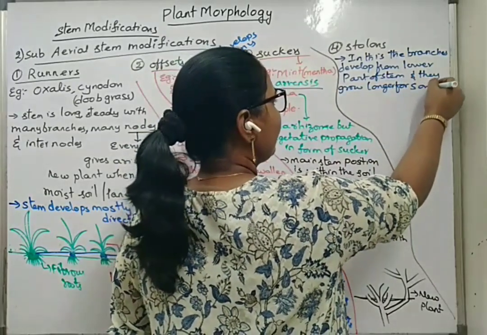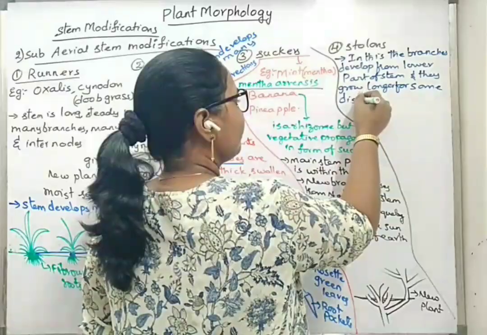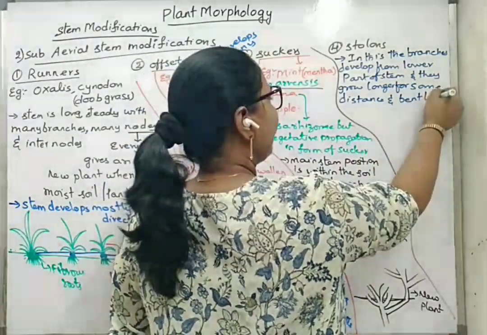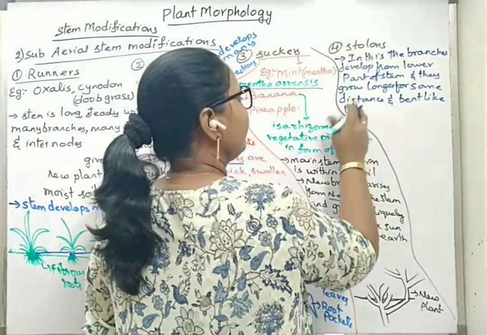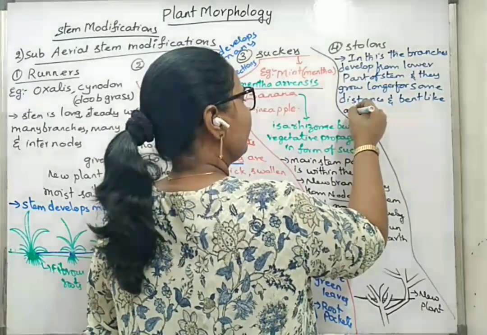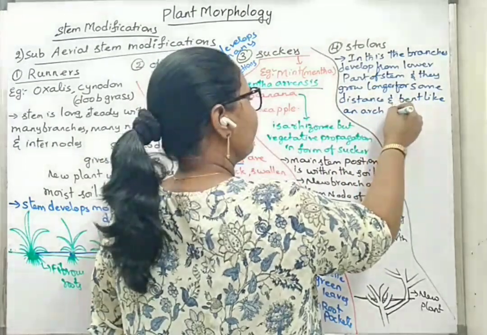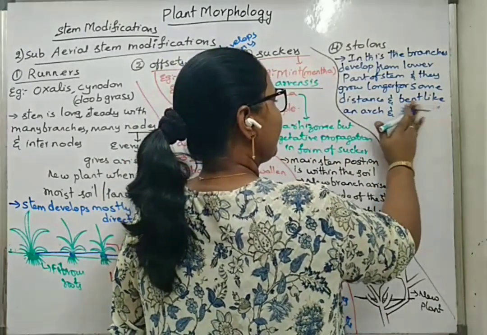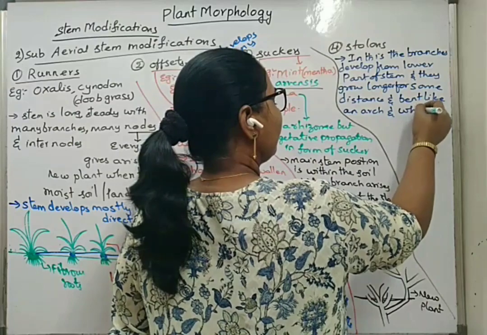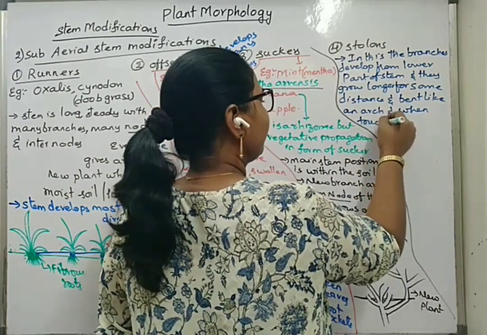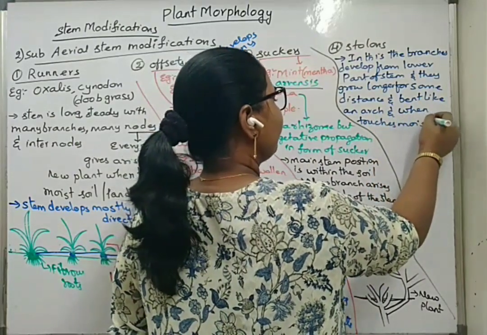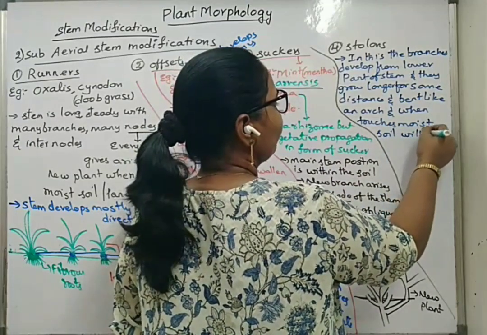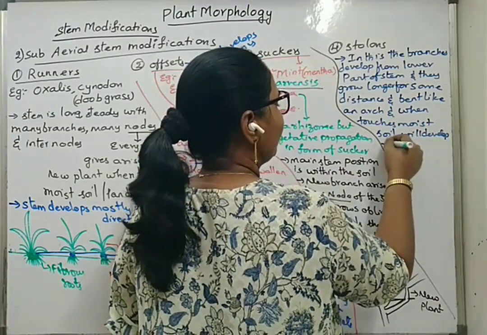They grow longer for some distance and bend like an arch. And when they touch moist soil, they will develop roots.